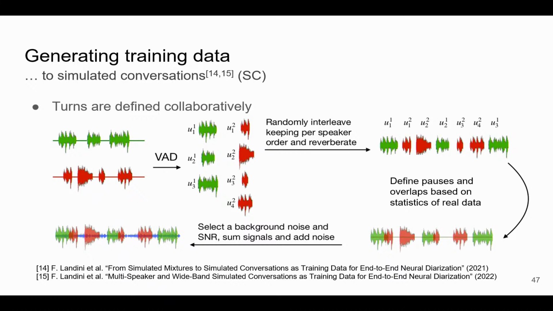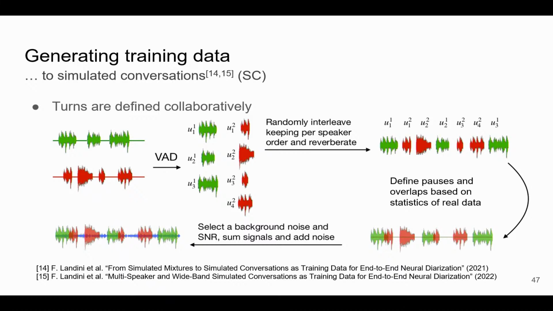But then what we do here is we randomly interleave the segments. So we still keep the order of green 1, green 2, green 3, red 1, 2, and so on. We keep that. We interleave them, but now we define the pauses or overlaps based on statistics from real conversations.